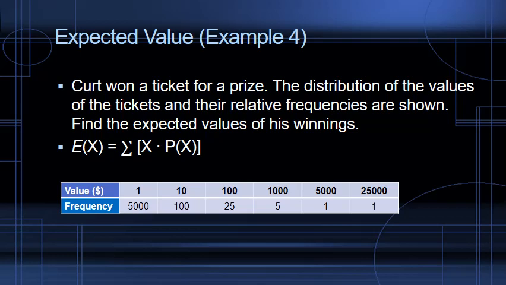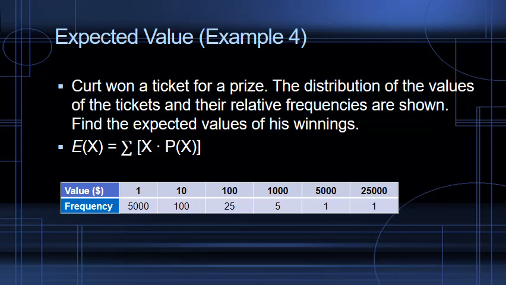The expected value of a discrete random variable of a probability distribution is the weighted average of the variable. So it's a mean, but it is the mean of the weighted average of that variable. Let's look at an example and see if we can make a little better sense of what this expected value is.